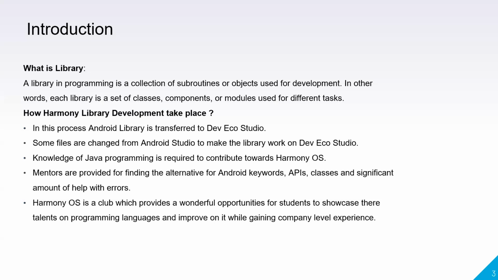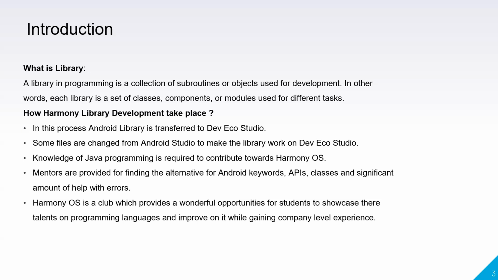Harmony OS provides college students who have basic knowledge of coding and programming something that helps students to get company-level experience. Basically, we have to take the code from Android Studio to DevEco Studio and work on it by changing the keywords, files, and APIs. Mentors are provided to give us a helping hand when we face issues with the codes or programs. This library development helps us improve our coding skills and sharpen our mind. We can also learn new ways to work with different kinds of files.